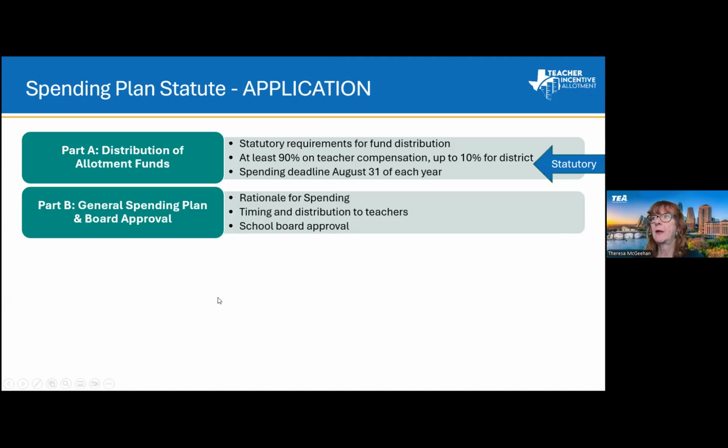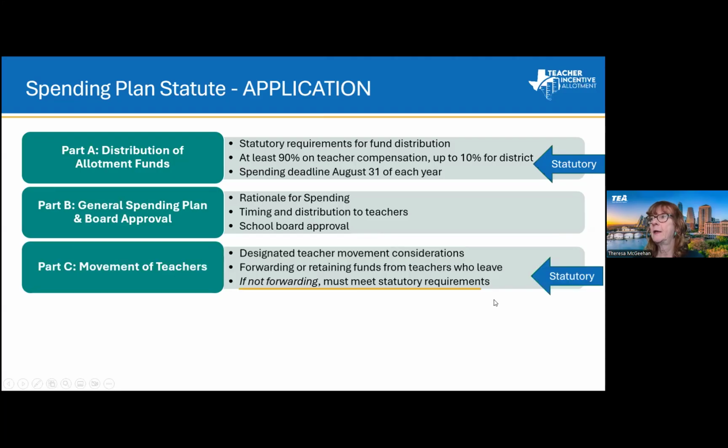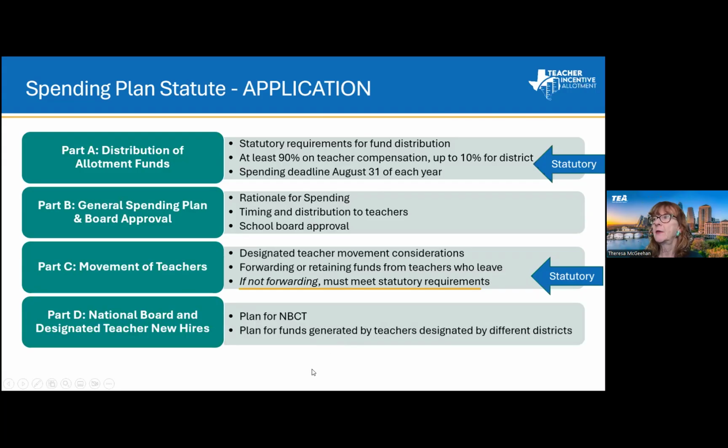Then there's information about other parts of your spending plan. Another key point is if you're not forwarding the money to a teacher who leaves. Let's say your plan says if a teacher leaves the district before payout, your plan is not to forward the money to that teacher. You can forward it or not, but in case your district doesn't, you have to go back up and still make sure of that 90-10 rule. It's statutory if you're not forwarding the funds. So that is a spending plan.